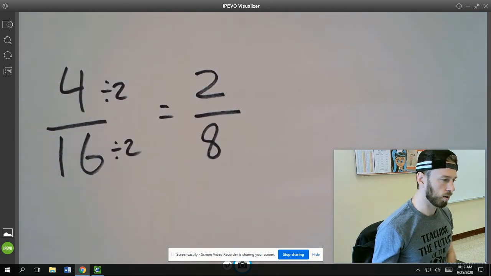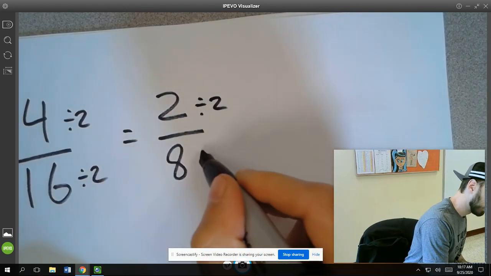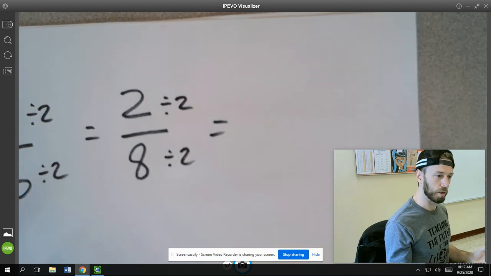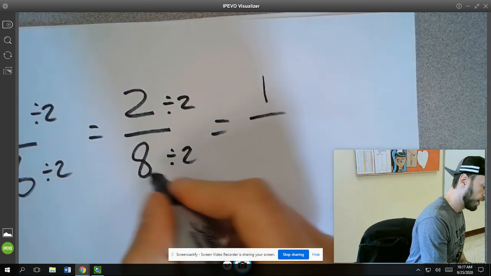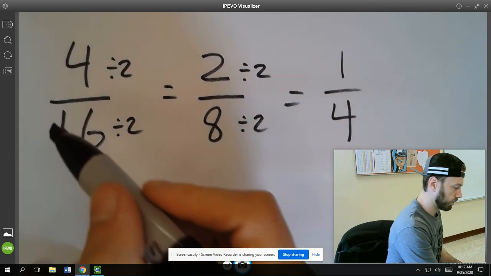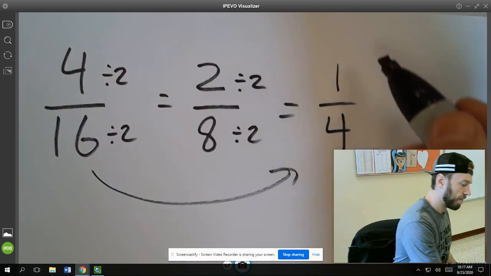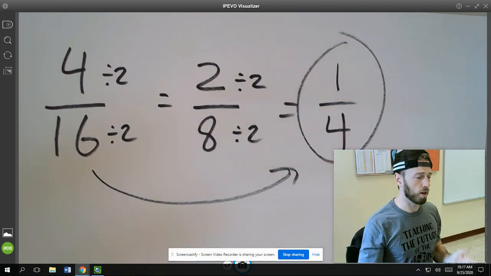Unfortunately, we're not quite done with this one because 2/8 could even be made simpler. I could divide these by 2 again to make this even simpler. 2 divided by 2 is 1, and 8 divided by 2 is 4. So it turns out that 4/16 and 1/4 are the same amount, but this is much simpler.